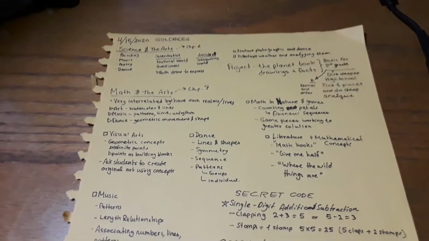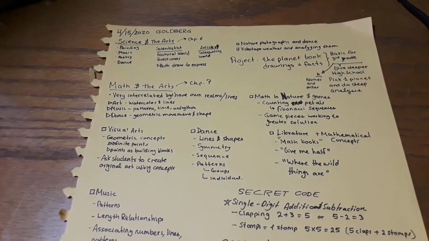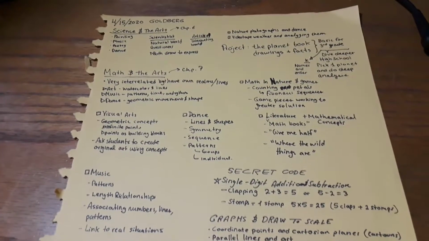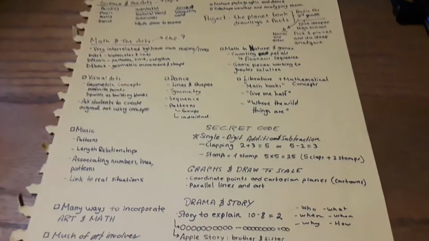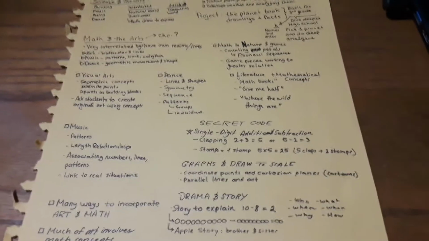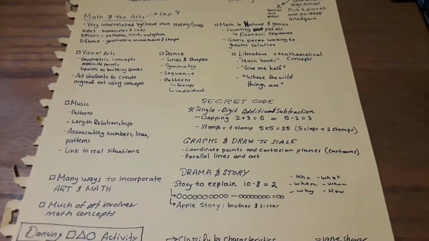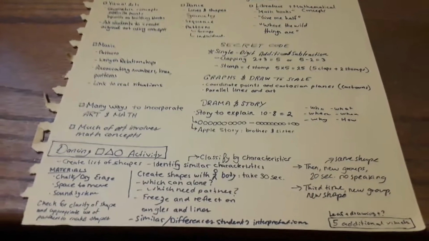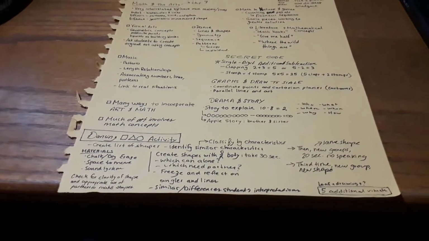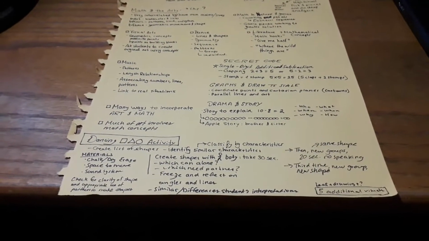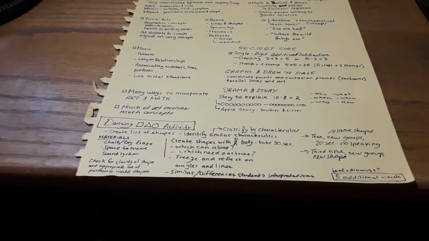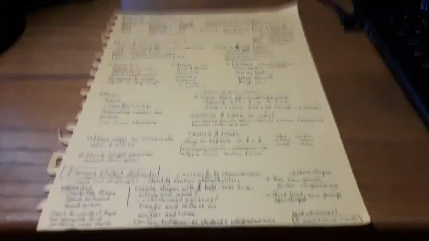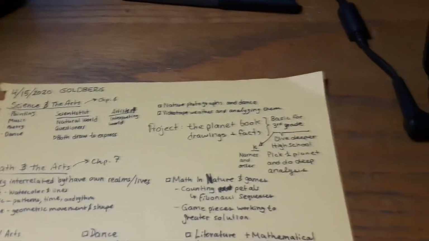Chapter 7 was the integration of math and the arts. There were different ideas of how you can do that. One was integrating clapping and stomping, graphs to draw to scale, music and patterns, and drama and story to explain 10 minus 8. You can have children modeling: there's 10 friends and then 8 went away, how many are left? And then there's the dancing shapes activity, which we did not get to do. Next, I will present to you the science and art planet book.